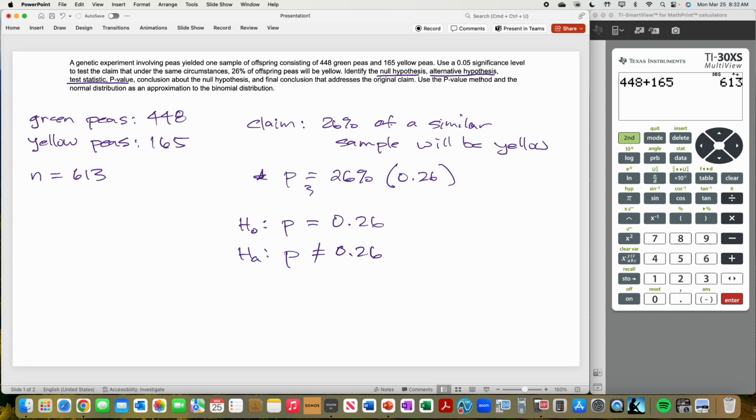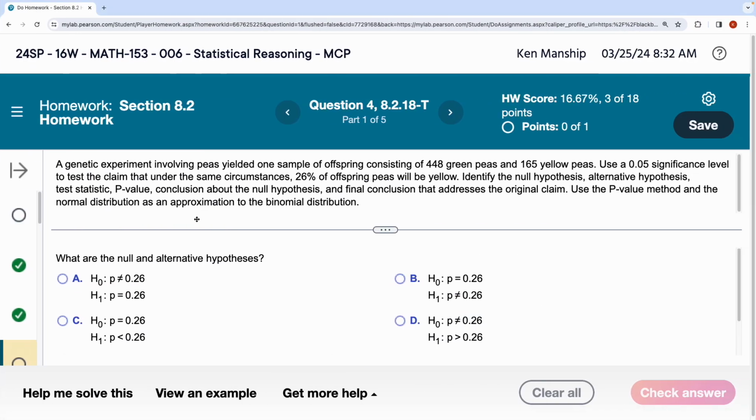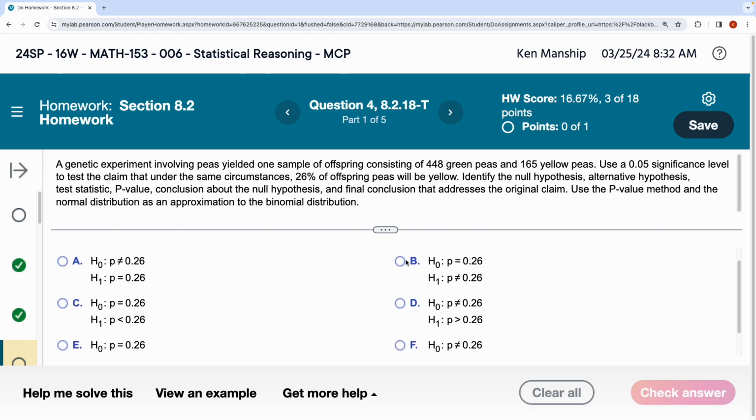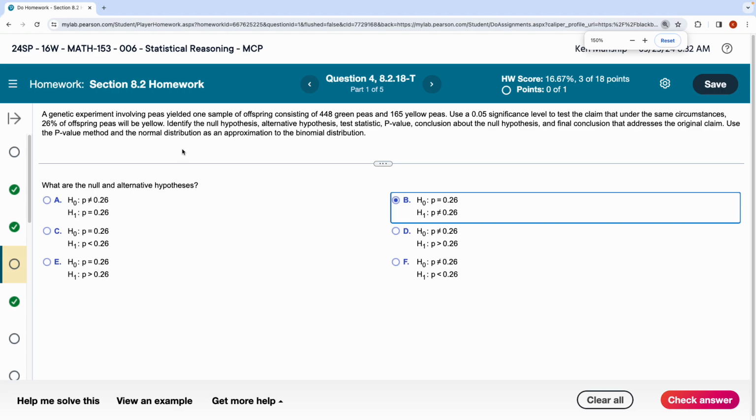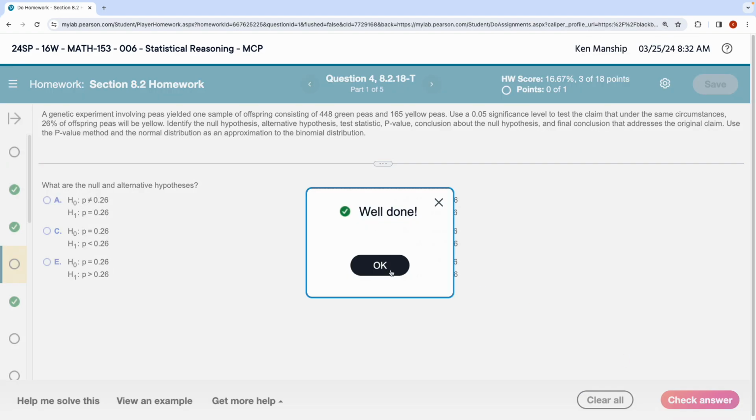So the first thing I'm going to do is go over and plug this in so I get the correct answer there, and then we'll pull up how to get the p-value and everything. It looks like option B is the null hypothesis and the alternative hypothesis that we set up. I'm going to back this out a little bit so it's not gigantic like it was. We check our answer. It looks like we get that one right.